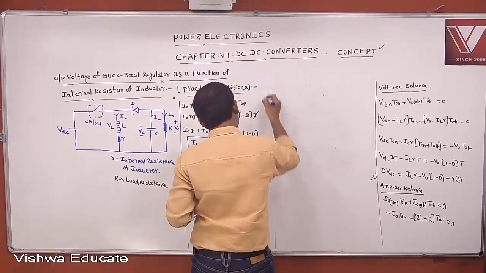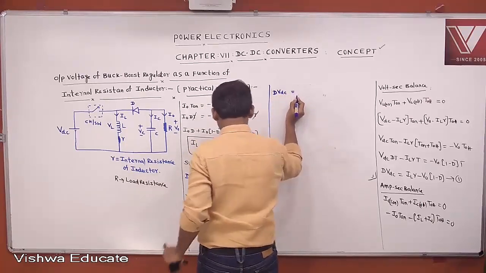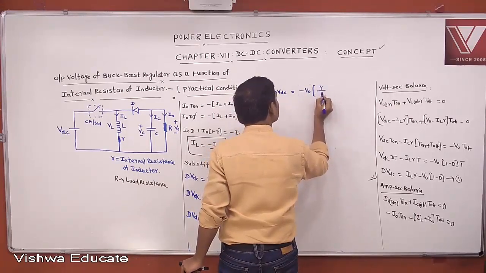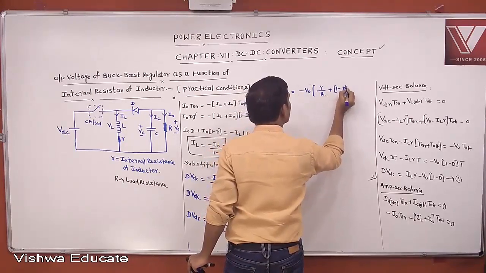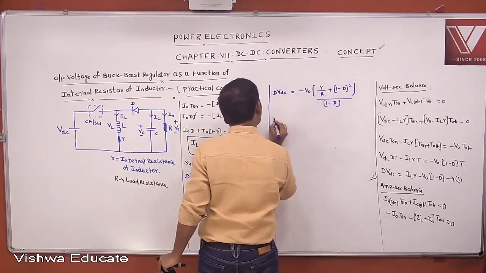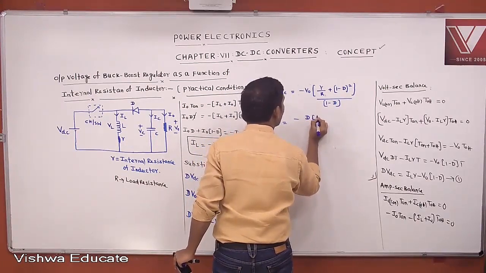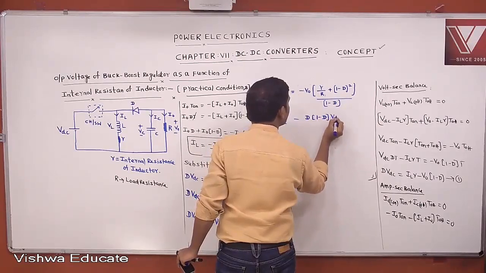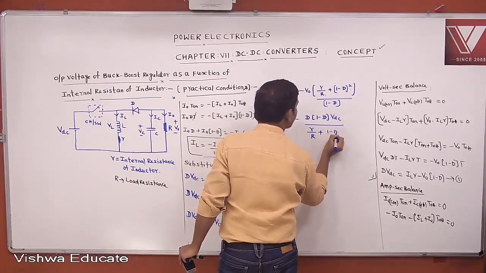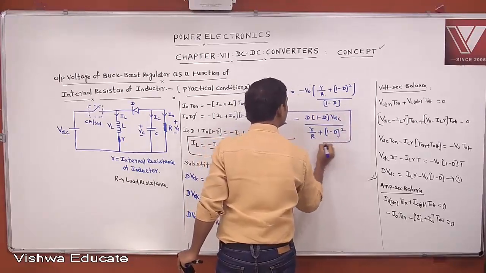What you get, you tell me. You simplify that. D VDC equal to minus V naught into small r by capital R plus 1 minus D whole square by 1 minus D. Then what is V naught equal to? Minus D into 1 minus D into VDC by small r by capital R plus 1 minus D whole square. This is the expression for average output voltage.